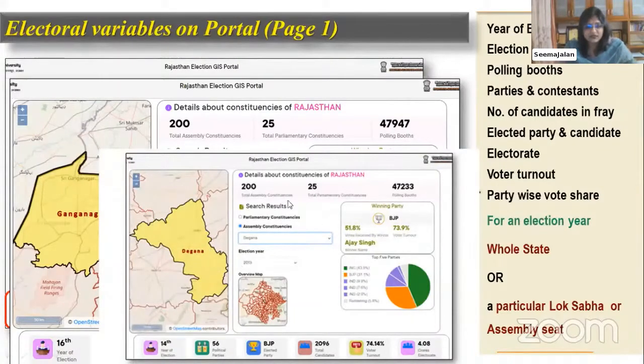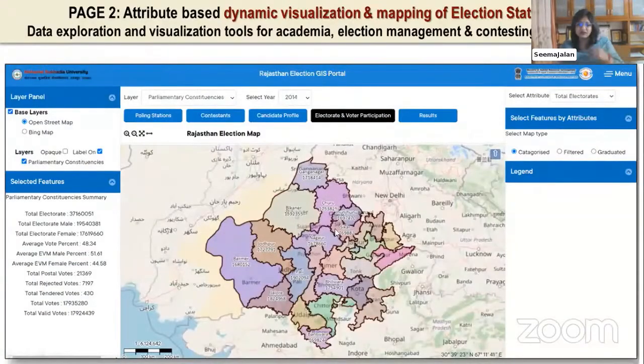Here, for an assembly constituency, similarly, all the patterns and all the results can be visualized for all the Lok Sabha and assembly elections. So we have actually given a face to the vast amount of election statistics being generated by the election department, and now it can be visualized. Not only for governance, it can be extremely useful for academia also.